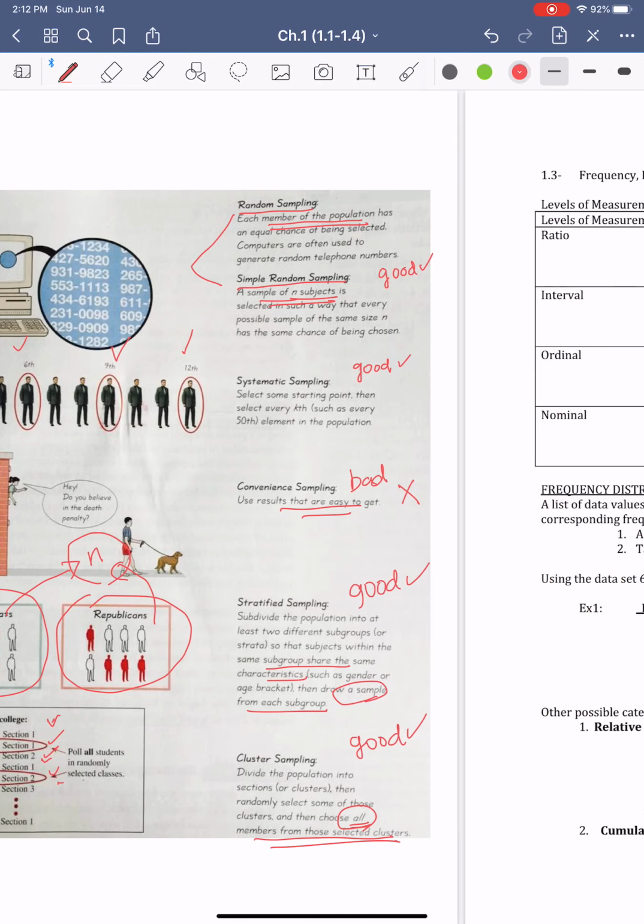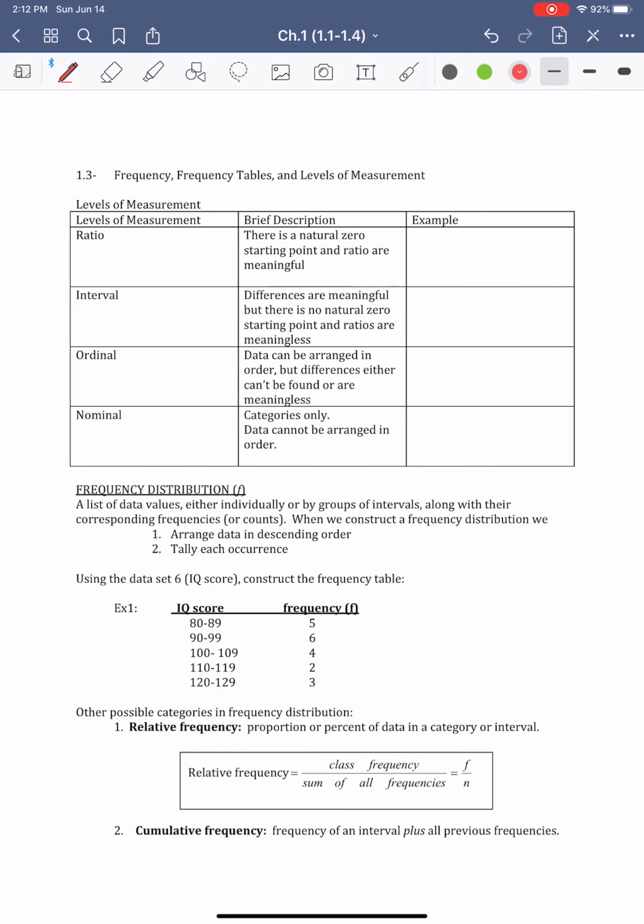Okay, let's move on to frequency table and levels of measurements. So these are more examples of data types. Now we have four different levels of measurements: nominal, ordinal, interval, and ratio. Nominal is the very bottom, and then it goes up this way. Let's begin with the bottom level of measurements, nominal. What kind of data are nominal?